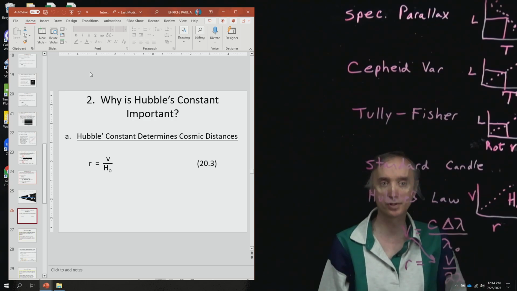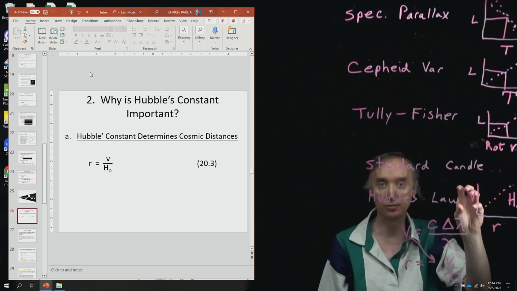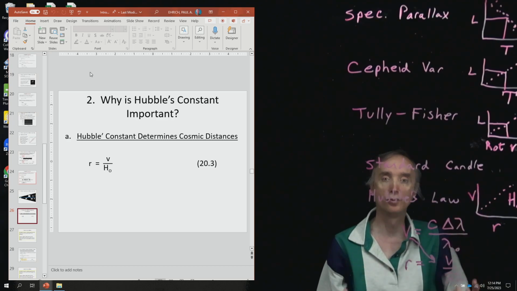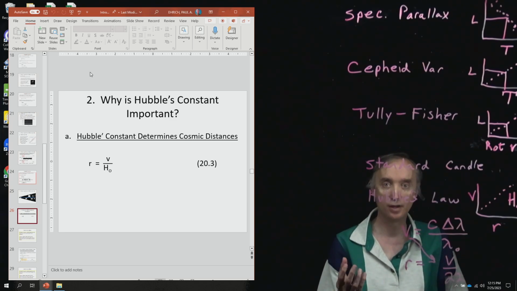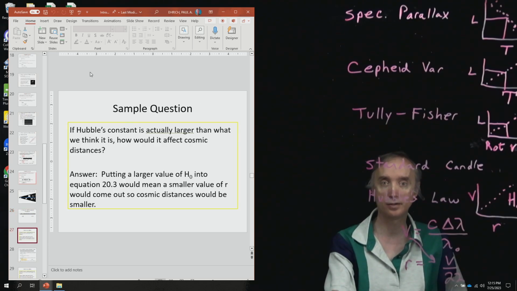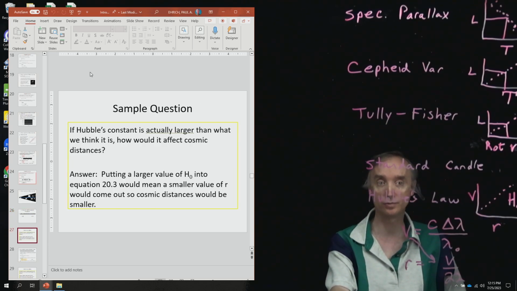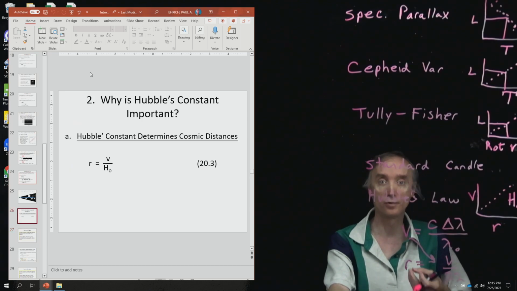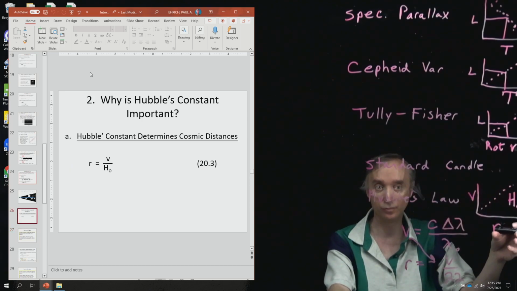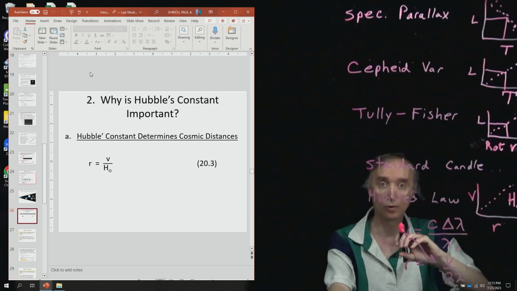So why is Hubble's constant h sub 0 so important? Number one, it determines distances. We just finished with that. The distance to a galaxy is going to be the speed of the galaxy divided by Hubble's constant. So I could ask you a conceptual question on the exam like this: if h is actually bigger than what we think it is, or if h gets smaller, what would be the consequence for the distance to a galaxy? Would that galaxy be closer to us, or further away?